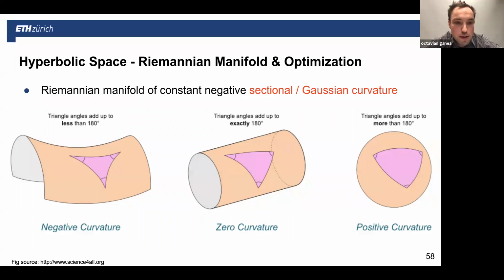So the hyperbolic space is a space of negative curvature, so it's going to correspond to the left picture. Triangles behave differently in these spaces. In Euclidean space, or spaces of zero curvature, the angles of the triangle sum up to pi, as you know. If we have a negative curvature, it's less than pi, and if it's a positive curvature, it's more than pi.